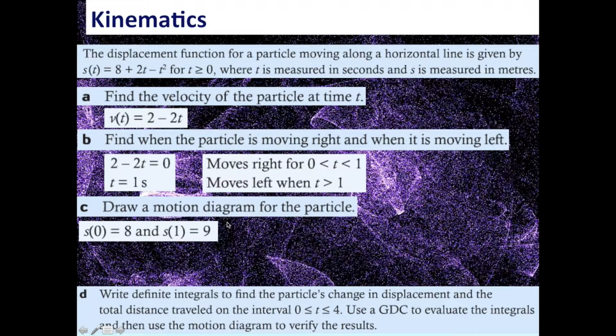Draw a motion diagram for the particle. So we know that initially, at time t equals 0, it is 8 units to the right of the origin. We know it changes direction at t equals 1 second, so let's find the point there.